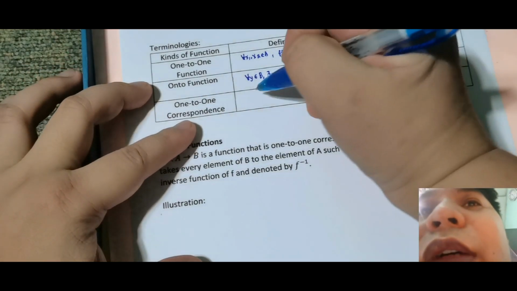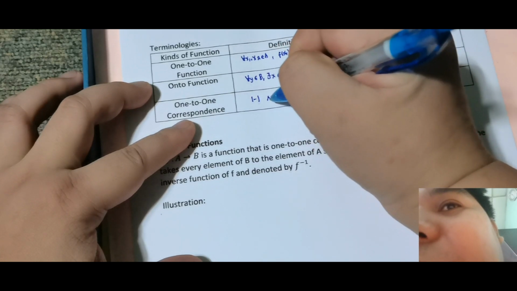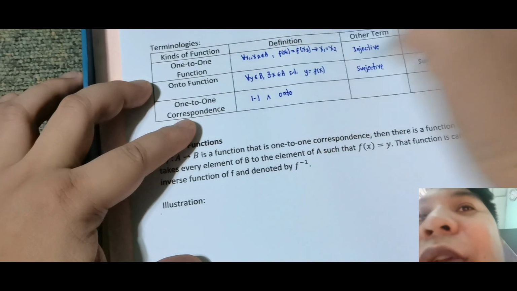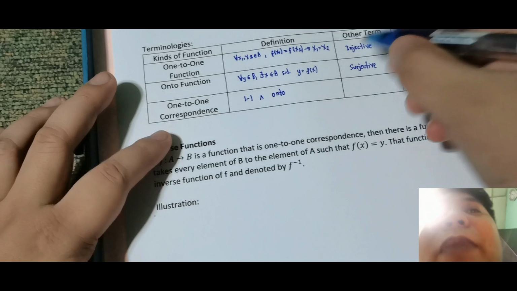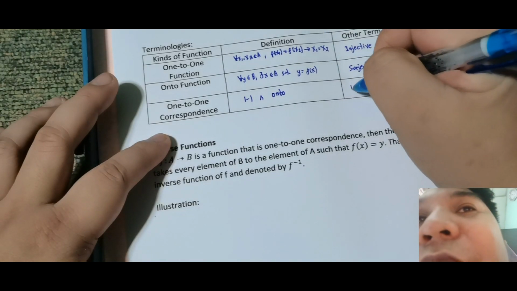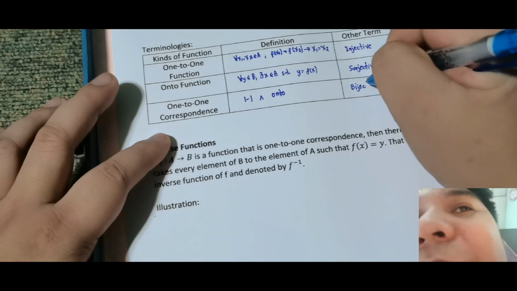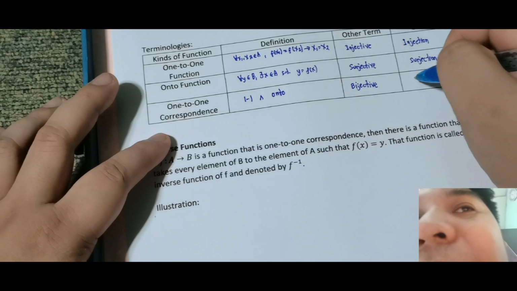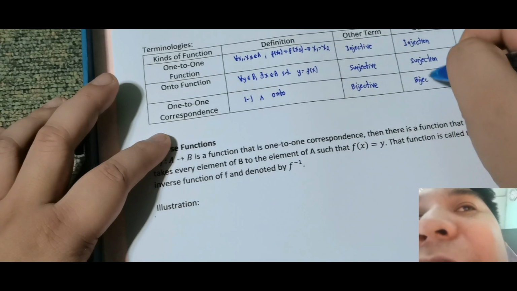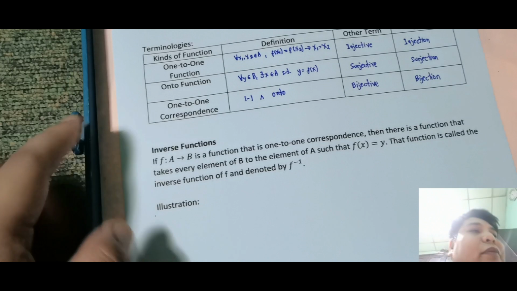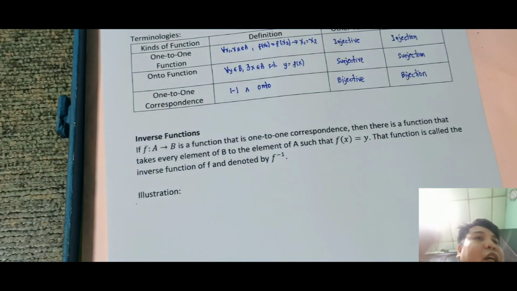Okay, lastly, one-to-one correspondence. So, dapat siya ay one-to-one and onto. Lagay ko lang yan ha. So, other term para kay one-to-one correspondence is bijective. This is bijective and this is a bijection. Okay, so ulitin ko lang ha. Pag injective, surjective, therefore bijective. Injection, surjection, therefore bijection. Yan yun yung tamang term or parang align sa pagpuprove natin.